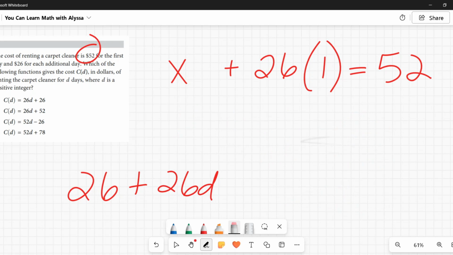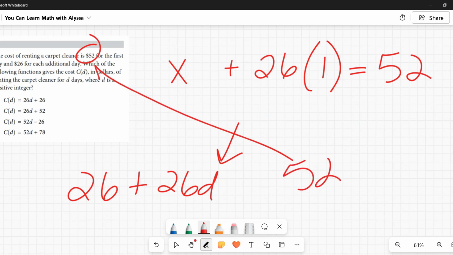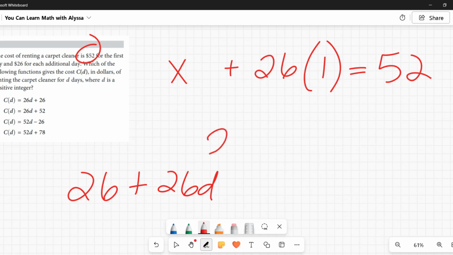And this will work. If it is 1 day, I get 26 plus 26, or $52, which is what they told us. They said it was $52 for the first day. And if it was 2 days, then 26 times 2 is 52, plus 26. That's what it said: $52 for the first day and then $26 each additional day. So if I put the 2 in there, I will get 78, which is what I want. 52 plus an additional 26.